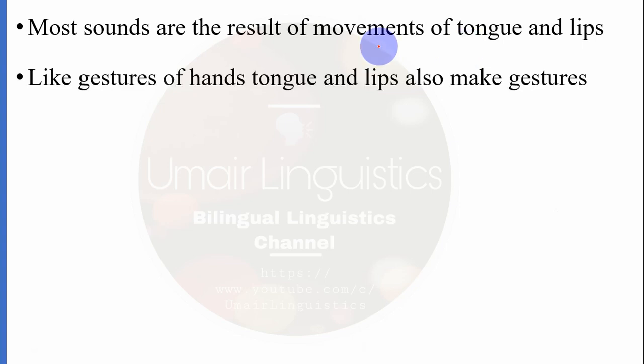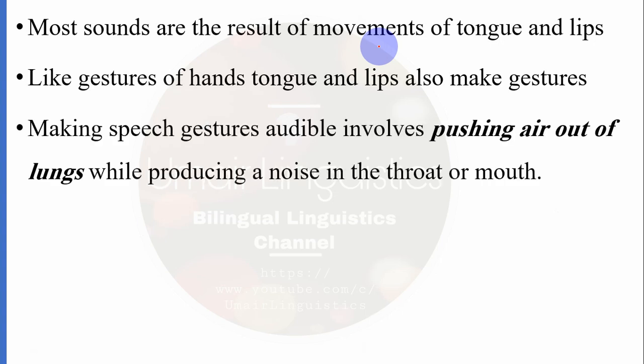Just like we produce gestures with hands, especially those who are unable to speak or unable to hear, for them hands are actually the tool to speak. So just like gestures of hands, lips and tongue also make gestures. But these gestures which we make with the tongue and lips are audible as well. Making speech gestures audible involves pushing air out of the lungs. So actually the main component in producing speech sounds is our respiratory system, because whenever we speak, we are pushing air out of our lungs.